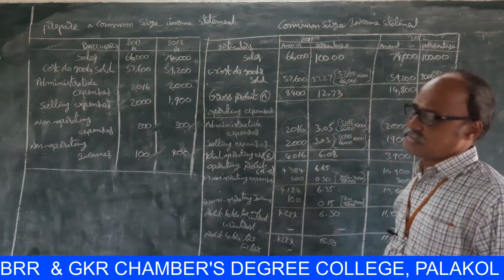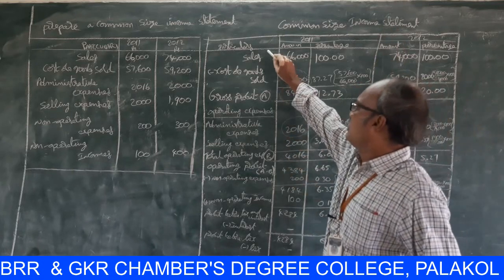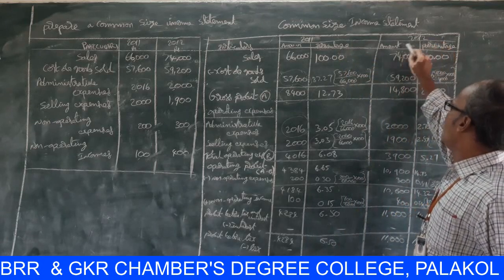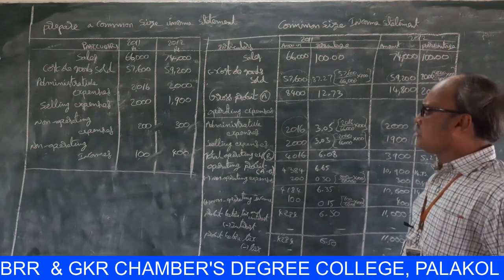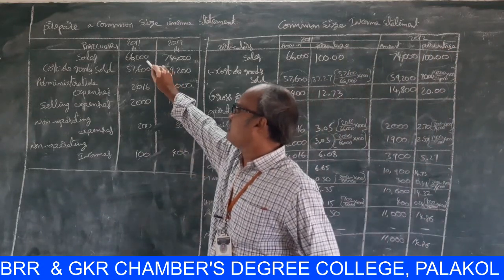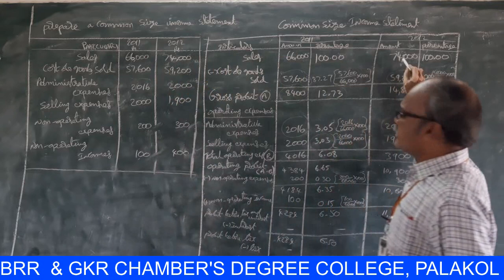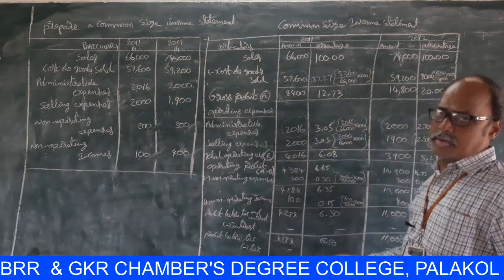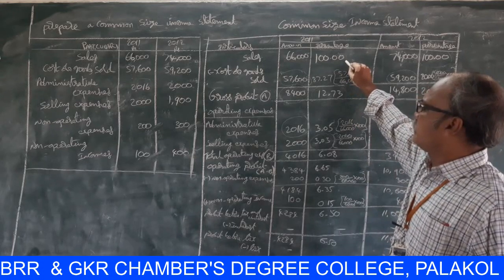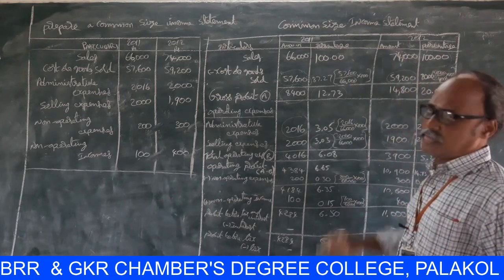Look at the answer. Common size income statement, particulars, 2011 amount and percentage, 2012 amount and percentage. As usual, sales. How much in the year 2011? 66,000. In 2012, how much? 74,000. I have already explained that the sales figure is assumed to be equal to 100. That's why 100 and 100.